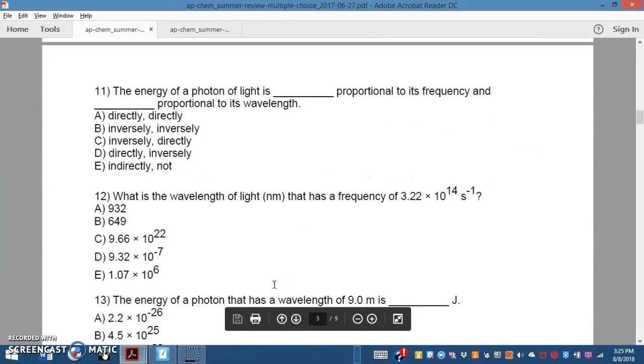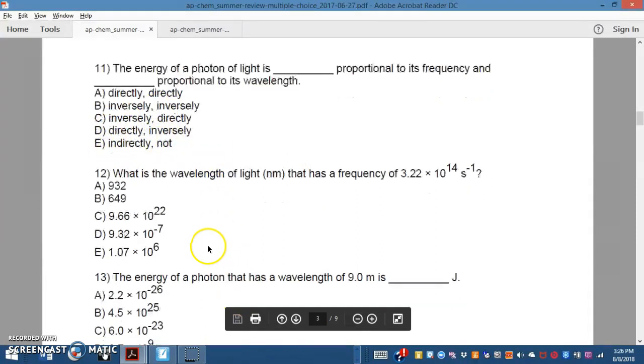For number 11, the energy of a photon of light is blank proportional. Oh, okay. So you know that the energy is equal to the Planck constant h multiplied by the frequency. So it is directly proportional to the frequency, and inversely proportional to the wavelength. So direct, inverse, so D is your choice.